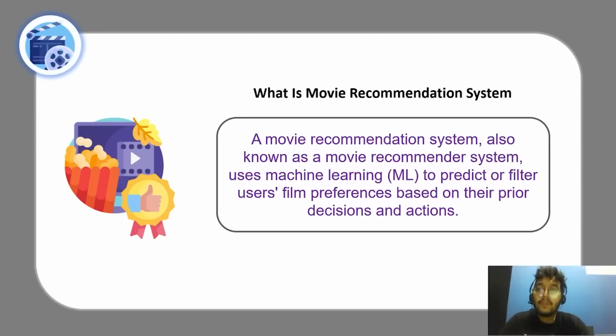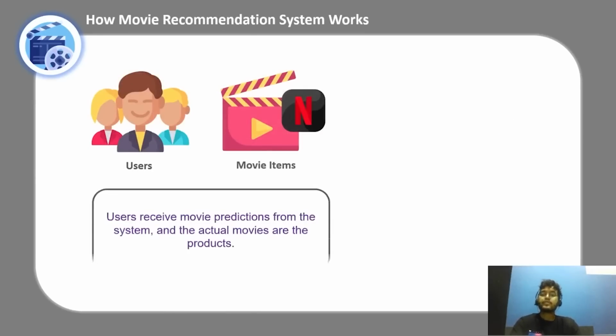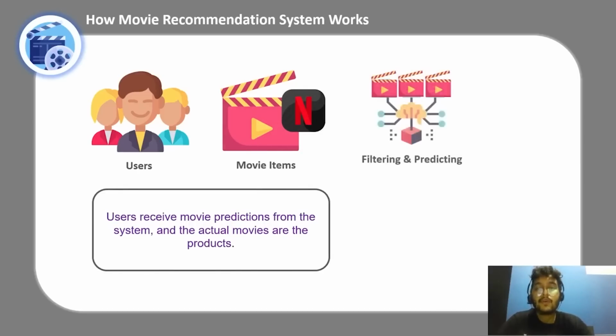So, after seeing what is movie recommendation system, let's move forward and see how movie recommendation system actually works. A movie recommendation system's fundamental idea is pretty straightforward. Every recommender system primarily consists of two components, users and items. Users receive movie predictions from the system and the actual movies are the products. Filtering and predicting only the movies that a matching user is most likely to wish to see is the main objective of movie recommendation system.